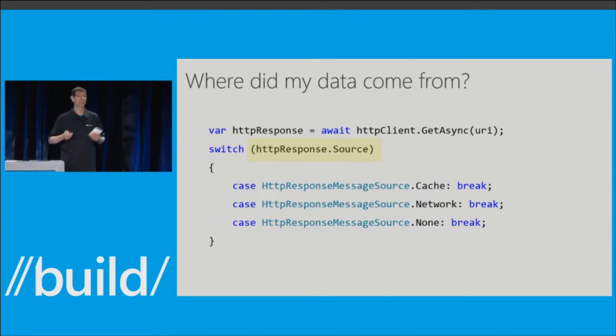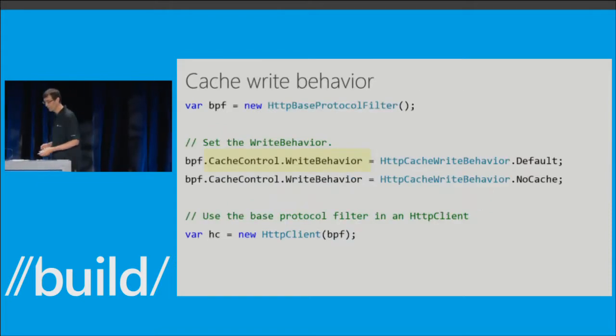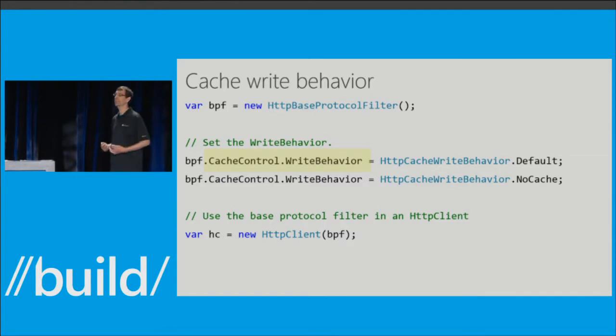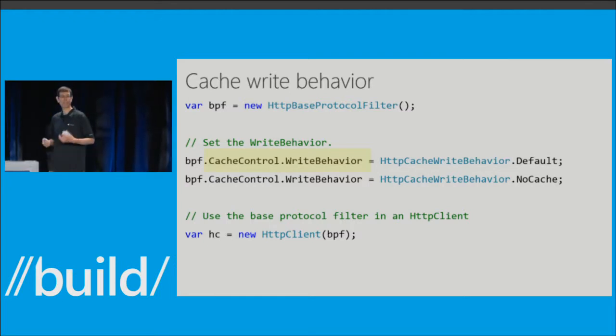Sometimes, though, we don't want to just look at where the data came from. That's great for statistics. That's great for debugging. But we need to actually control stuff. And the first thing we can control with HttpClient, with the new Windows Web HttpClient, with our new runtime object, is we can control our cache writing behavior. And we do this, once again, on the base protocol filter. And we do this on the base protocol filter in a thing called cache control. And it's in your posters. And there's two values. And the default value is default, which means kind of work like a web browser works.